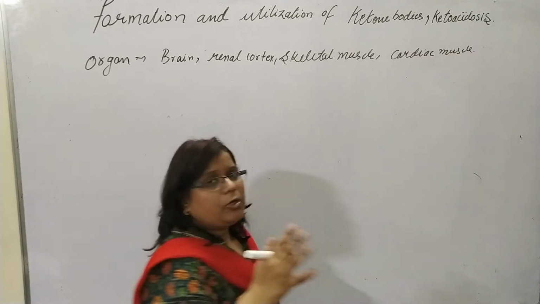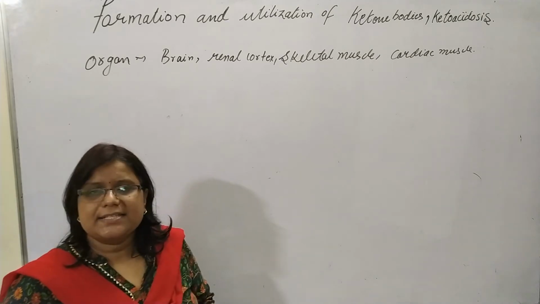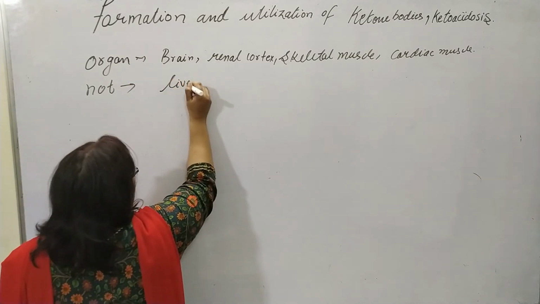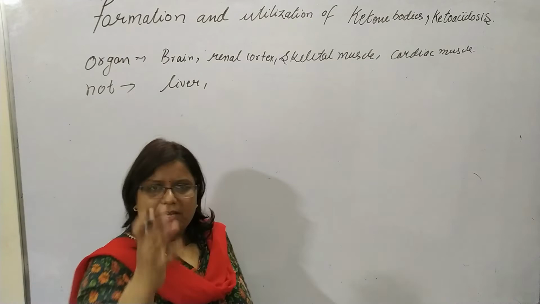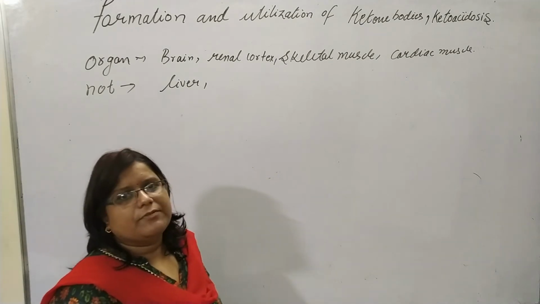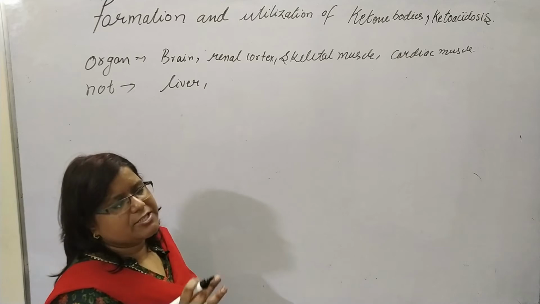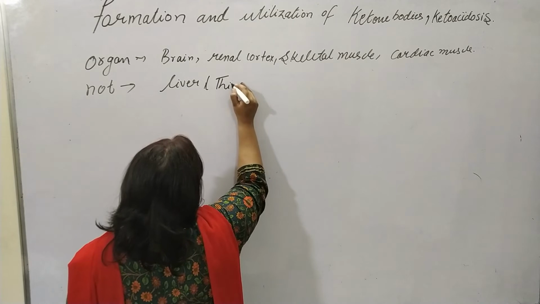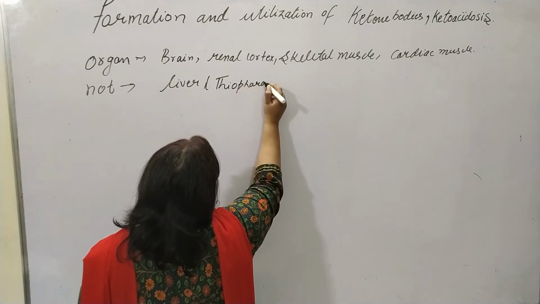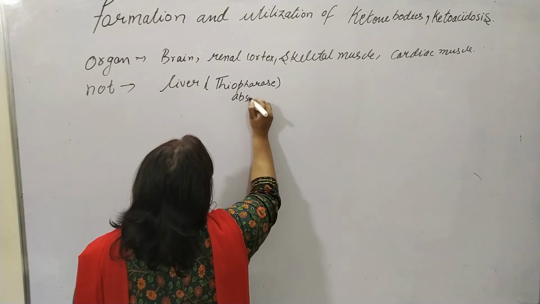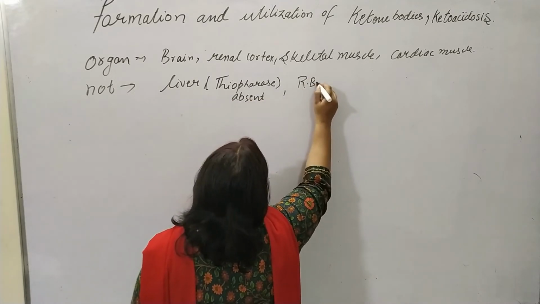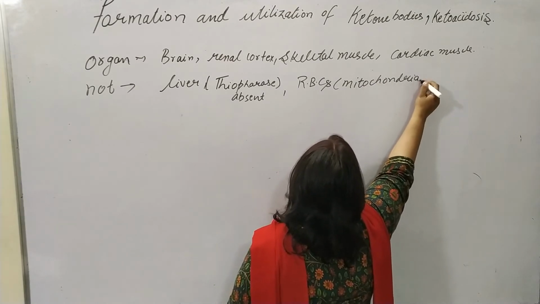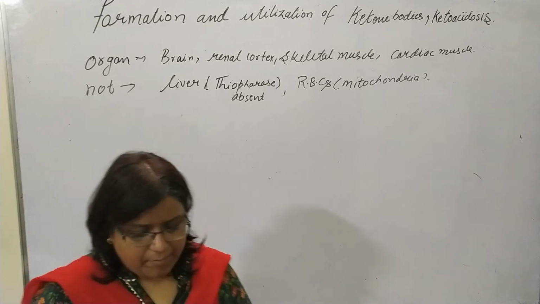Okay, but two organs or sites never utilize ketone bodies. One is the liver, because in the utilization path, we will see that the thiophorase enzyme is absent in the liver. Now just write, further we will discuss thiophorase, the absence of thiophorase. And in the RBCs also, because the RBCs don't have mitochondria.